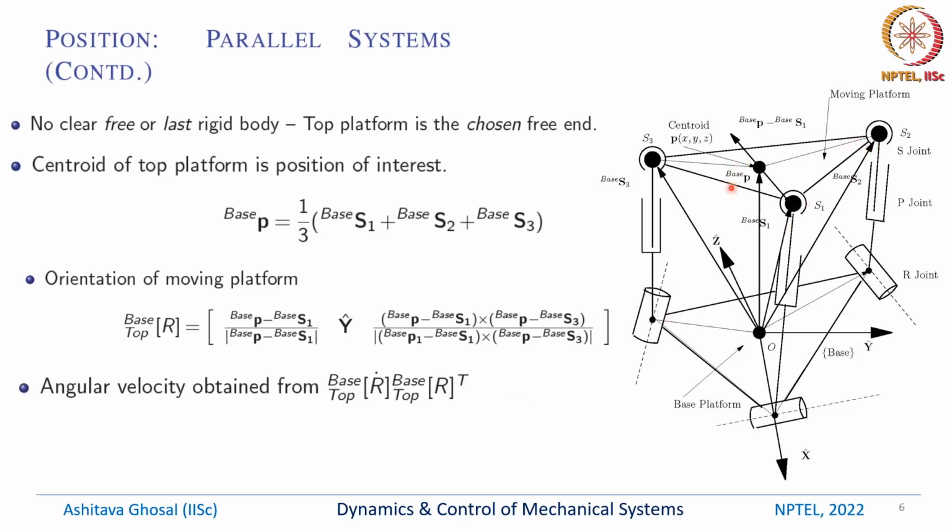The angular velocity of the top platform can be obtained from R dot R transpose. Again, this base and top tell us which platform, or which rigid body, we are interested in the angular velocity of. So here we are interested in the angular velocity of the top platform with respect to the base, or the moving platform with respect to the base platform. Once I know the rotation matrix, we can compute R dot R transpose. This will be a skew symmetric matrix, and I can extract the three components of the angular velocity vector.